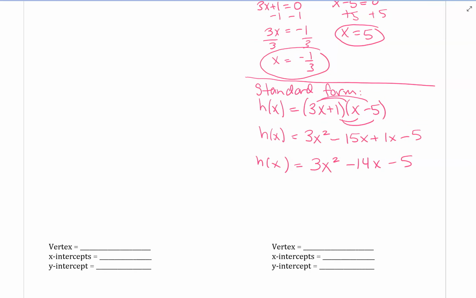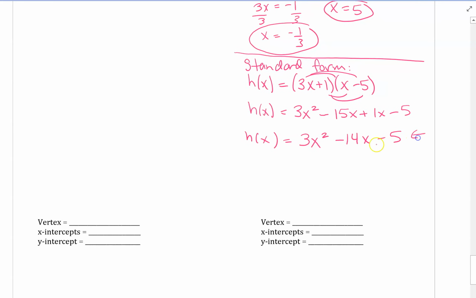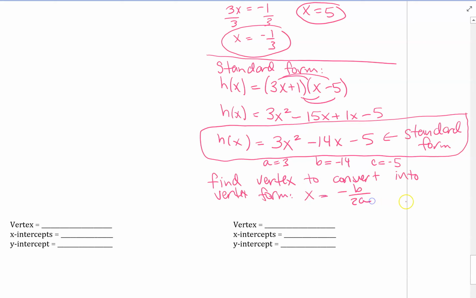After FOILing out the two factors from intercept form, I get my equation with no parentheses, which is standard form. From that one, I can find the y-intercept. Also, now that I'm in standard form, I know that a is 3, b is negative 14, and c is negative 5. What this can help me do is find the vertex so that I can also convert this one into vertex form. So we're going to use the formula negative b over 2a to find the vertex and go from there. I will have you guys do that right now.